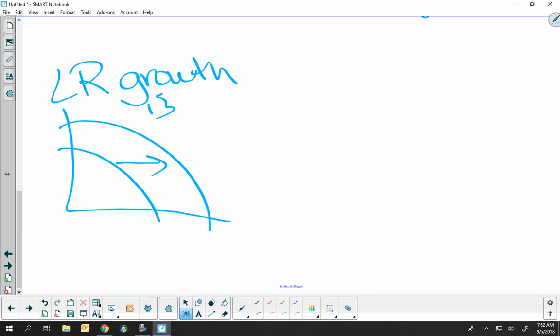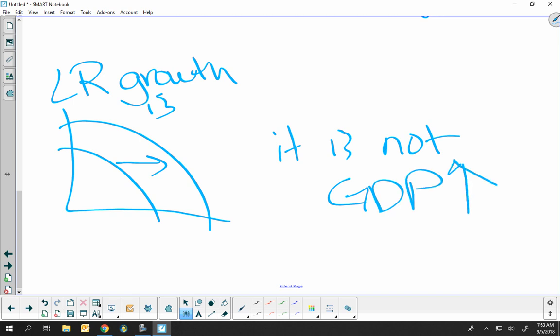Does that have anything to do with GDP? No. Just because people are buying more things does not mean we can produce more things. People could buy a whole bunch. They can buy all the cookies that I make. That does not mean I have more ingredients to make cookies. It's like a drought, like, oh, there's no wheat. And there's no more whatever. I can't make any more, but we want them. So long-run economic growth is this. It is not that.